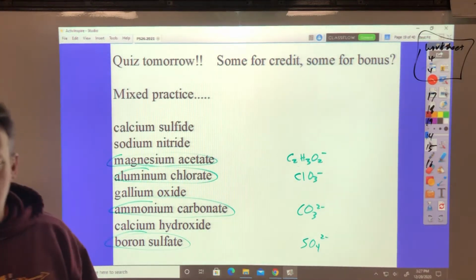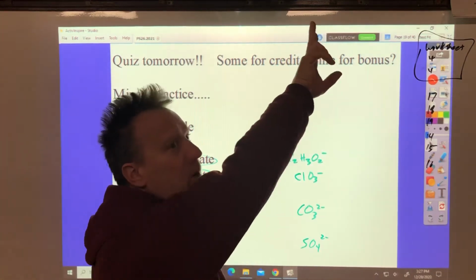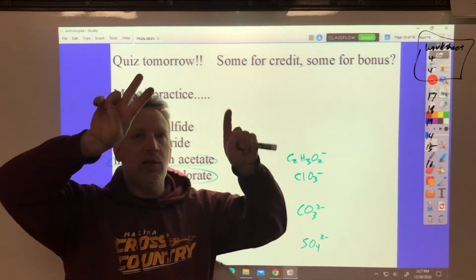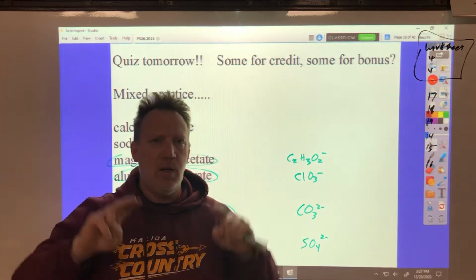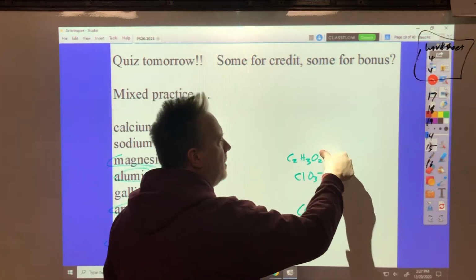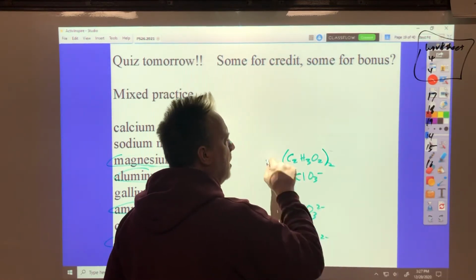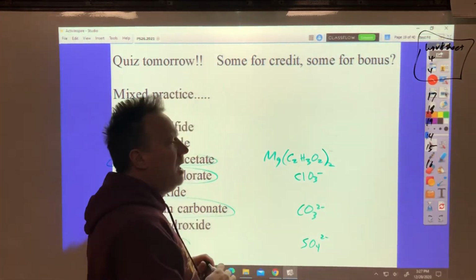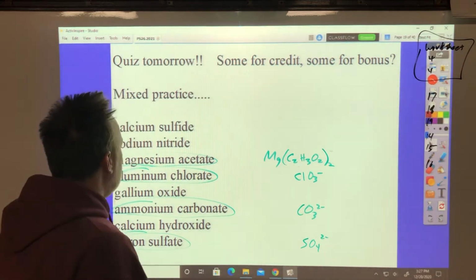Okay, magnesium acetate. Magnesium is in the give 2 column. Acetate took 1. This is not a match. How do you make it match? Have 2 acetates. So I put parentheses around that and make that a 2 and put it with my magnesium, and that's what magnesium acetate is written like.